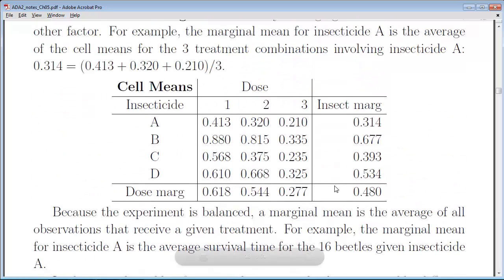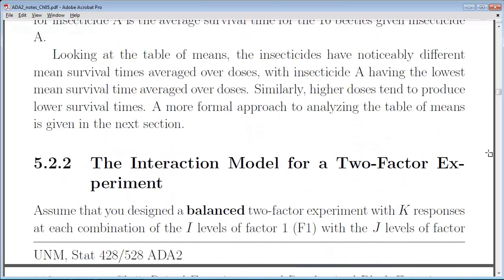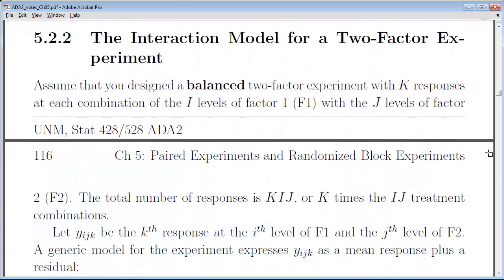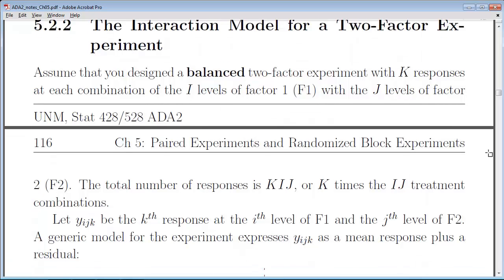So our goal is to understand the structure of these 12 numbers. For example, what we see for insecticide A, when we have long survival time, medium survival time, short survival time, does that pattern hold up over all insecticides? Or is that pattern different? You can ask the same question looking down the columns. In this case, I think it's easier to think about it over the rows: for a given insecticide, how does dosage change the survival time? All right. So we want to develop a statistical model that answers that question.